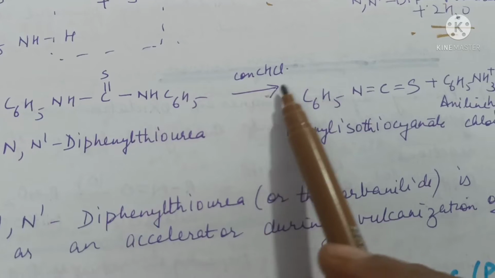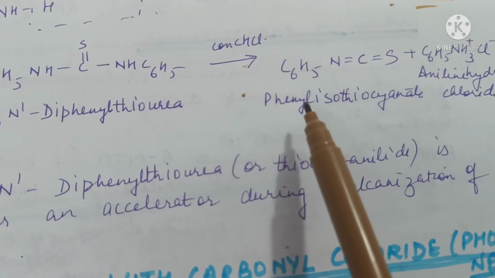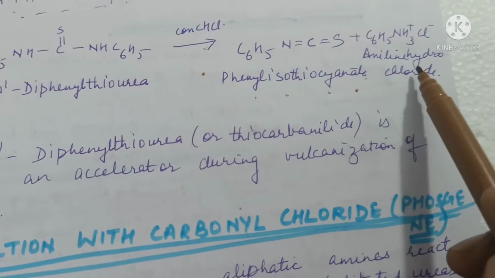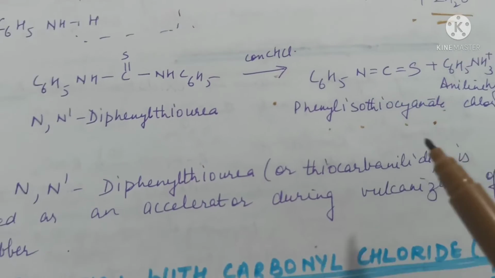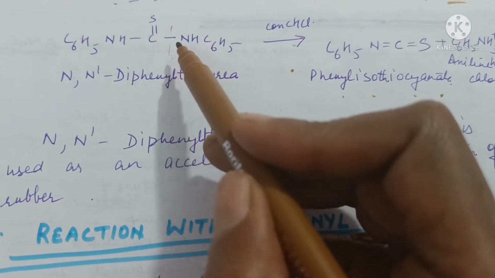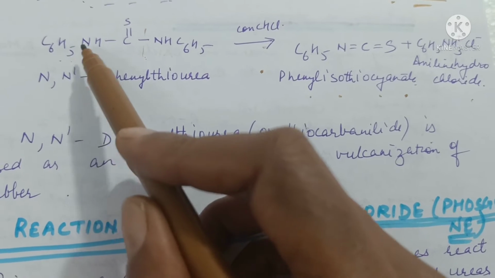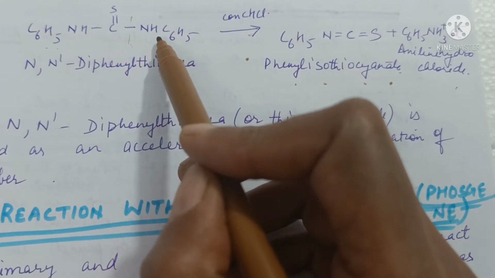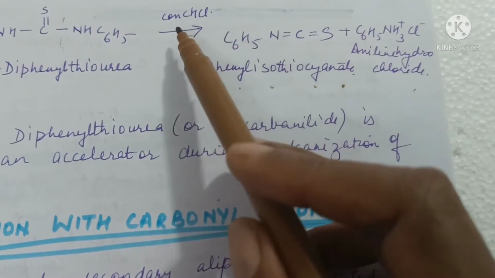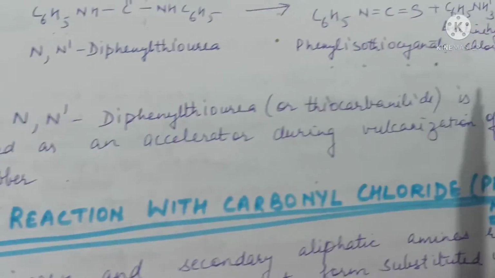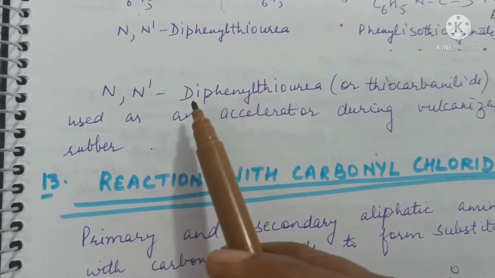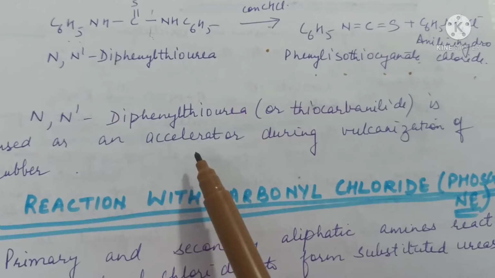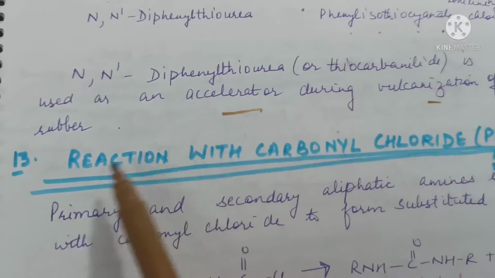N-diphenyl thiourea on heating with concentrated hydrochloric acid will form phenyl isothiocyanate. Along with that, aniline hydrochloride is formed. Bond breaks from here to form C6H5 N double bond C double bond S. The H combines here to form aniline, which reacts with HCl to form aniline hydrochloride. N-diphenyl thiourea is used as an accelerator during vulcanization of rubber.